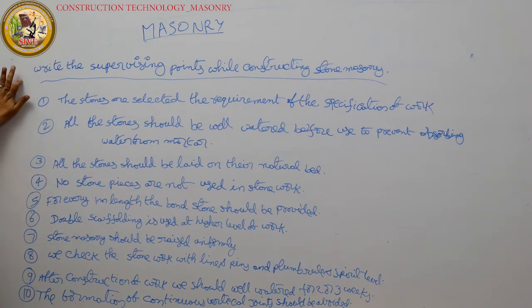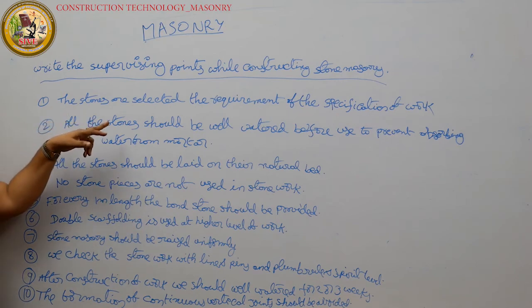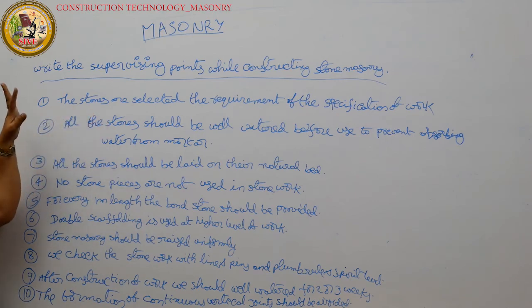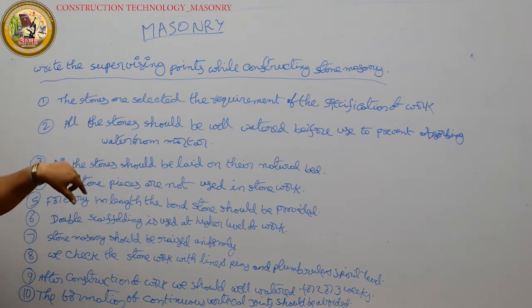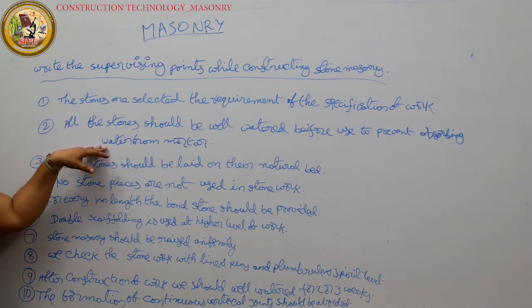Write the supervising points while constructing the stone masonry. Number one, the stones are selected as per the requirement of the specification of work. Ante mana work kalsina size shape specifications prakaram manam select cheskovali. Second one, all the stones should be well watered before use to prevent absorbing water from mortar.